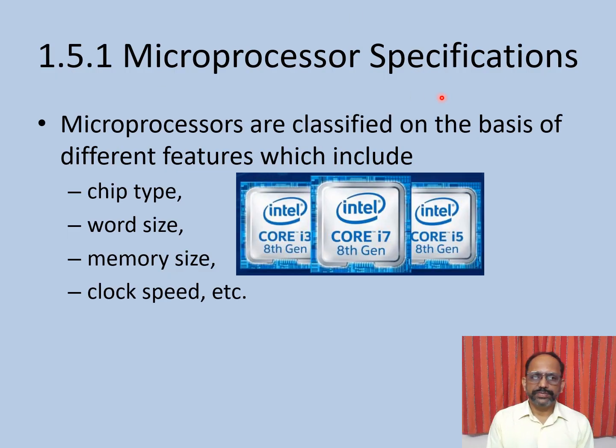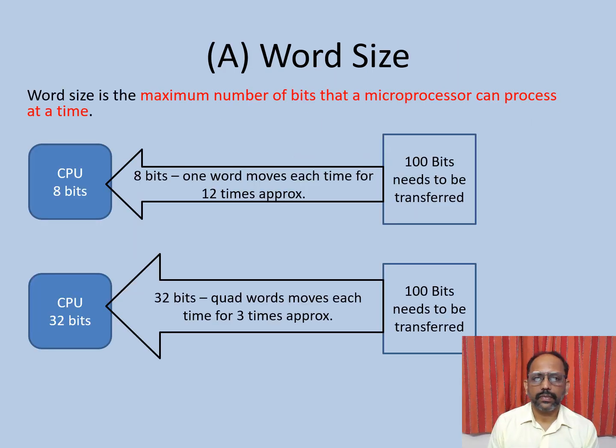What are the specifications of a microprocessor? Microprocessors are classified on the basis of different features that include chip type, word size, memory size, and the clock speed of the microprocessor. Let us understand each one in detail. What is a word size in a microprocessor? How does it matter? A word size is the maximum number of bits that a microprocessor can process at a time. This is the definition of a word size.